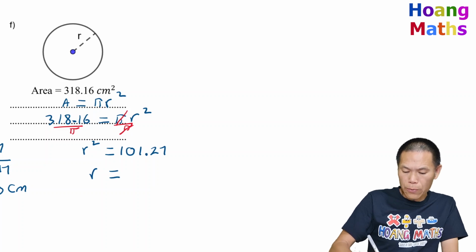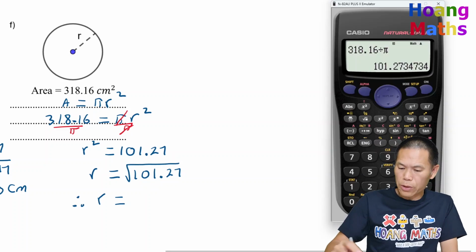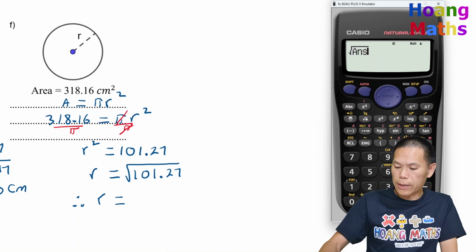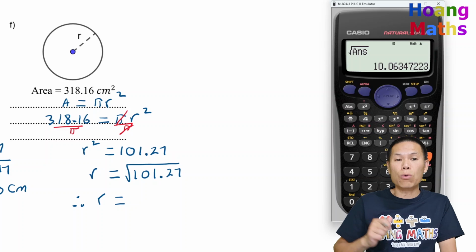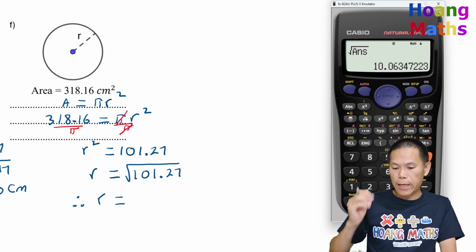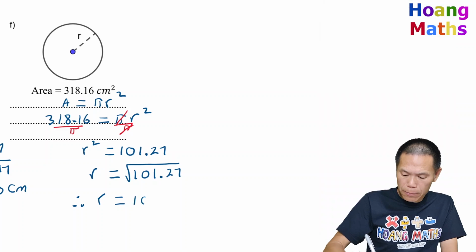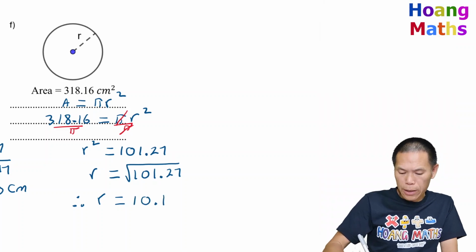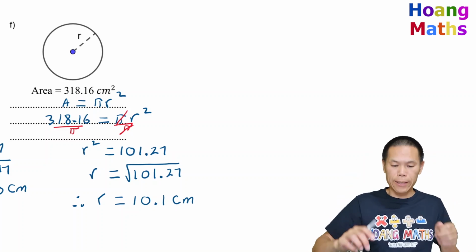So r equals the square root of 101.27. So therefore, r equals, we just take the square root of the answer. So there you go, 10.06 and so on, correct to one decimal place. So it should be 10.1. 10.1, and the unit is centimeters. So there you go, and I hope you got it correct.